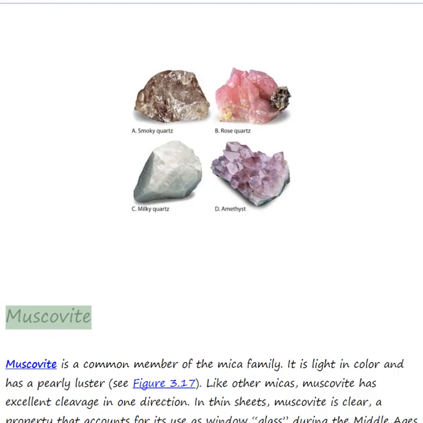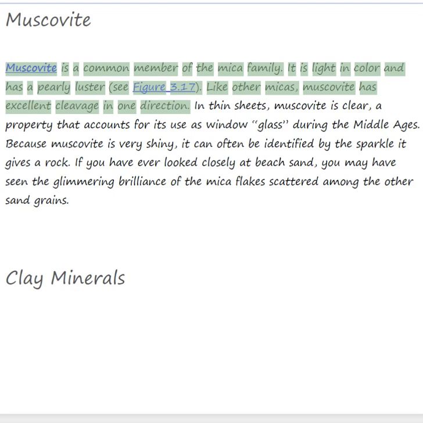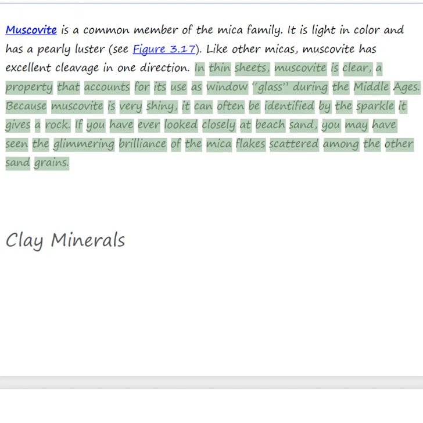Muscovite. Muscovite is a common member of the mica family. It is light in color and has a pearly luster. Like other micas, muscovite has excellent cleavage in one direction. In thin sheets, muscovite is clear, a property that accounts for its use as window glass during the Middle Ages.